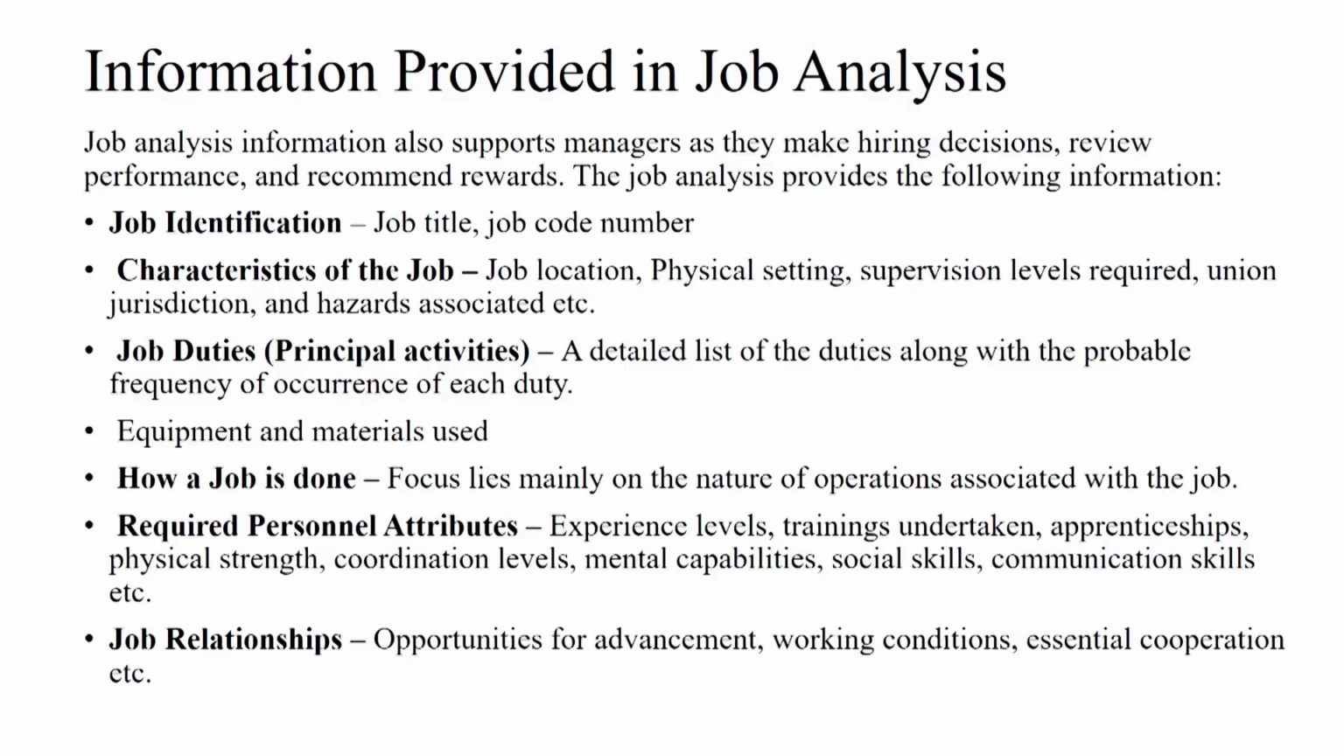Then on the screen, we can see what kind of information is provided in job analysis. Basically we collect information related to job identification: job title, job code number, characteristics, job location, physical settings, job duties, the equipment and material used, how a job is to be done, and the kind of operations one has to take care of. Then the personnel attributes: mental capacity, training, social skills, communication skills, and so on. And lastly, the job relationships, that means opportunities for advancement, working conditions, essential cooperation, etc.